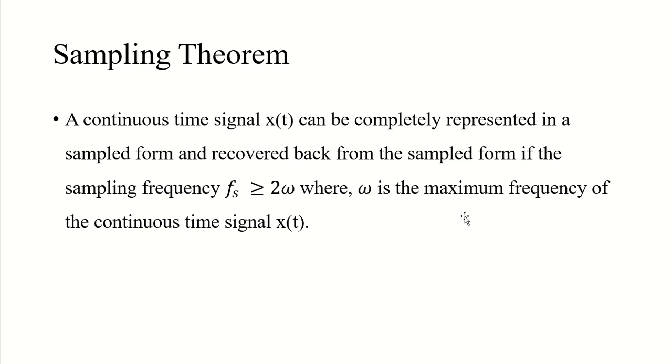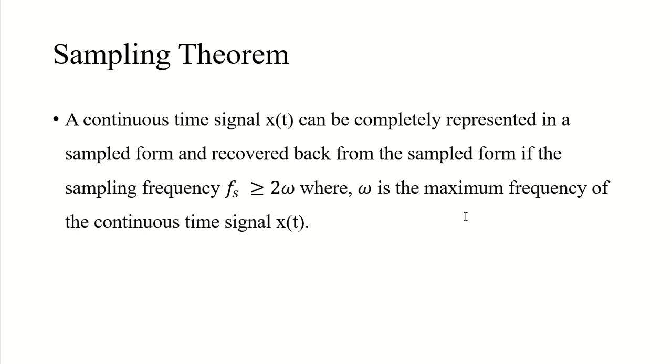The first one tells us if a finite energy signal x of t contains no frequencies higher than omega hertz, which means it is a band limited signal, then it is completely determined by specifying its values at instants of time which are spaced 1/2 omega seconds apart. That was the first statement. The second statement is if a finite energy signal x of t contains no frequency components higher than omega hertz, then it may be completely recovered from its samples which are spaced 1/2 omega seconds apart. Those two statements are close to each other.